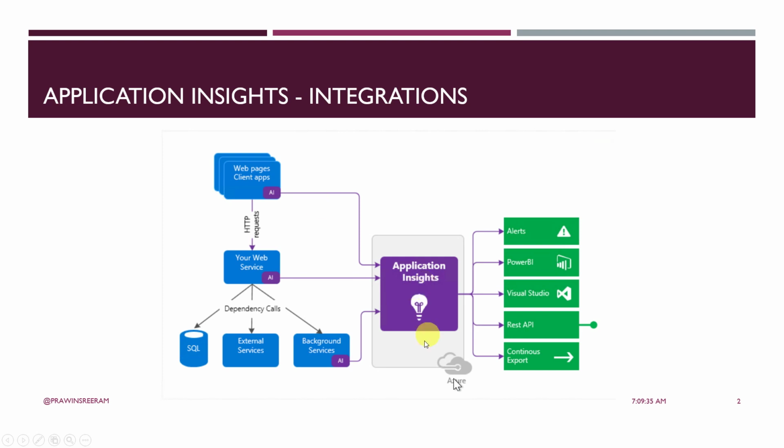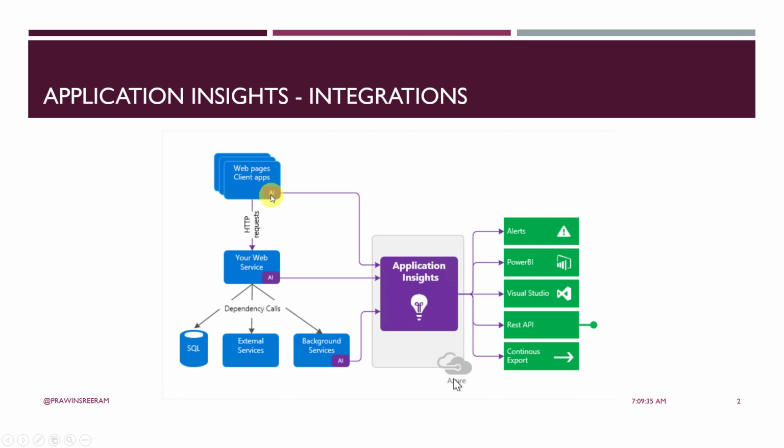Now, how does this work? Basically, when you want to leverage Application Insights, you can integrate it with front end web applications. We all know Gmail, Facebook, right? These are websites. So these websites can push data. That data is called telemetry data. Here you see AI. AI doesn't mean artificial intelligence, it means Application Insights.